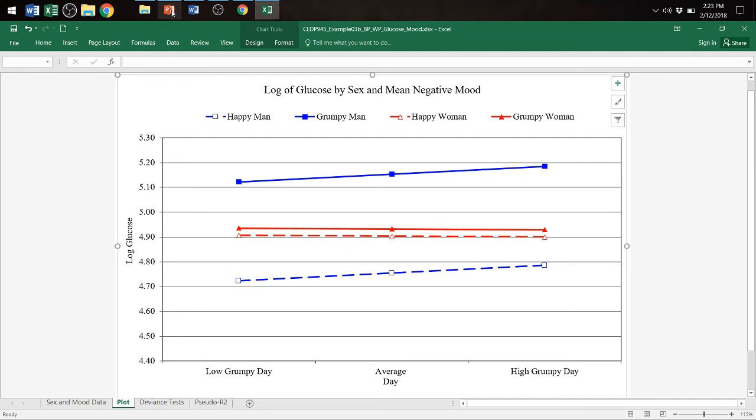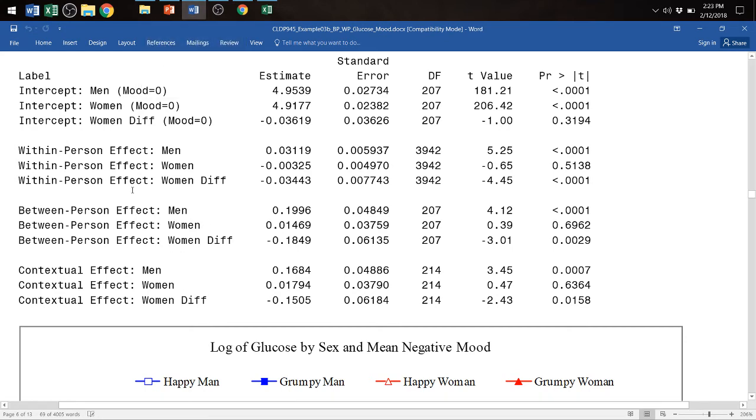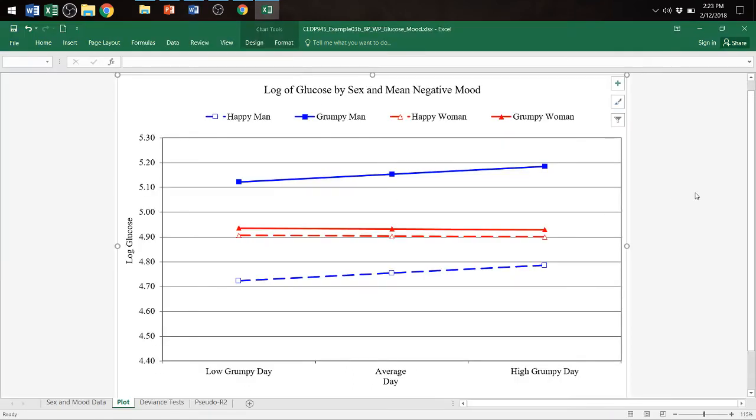And my actual analysis is right here, folks: within-person effect difference. That's my interaction term, my gender by within-person negative mood interaction term. It is the test of whether those red and blue slopes are different, and indeed they were. So there is a different within-person slope in men than in women.